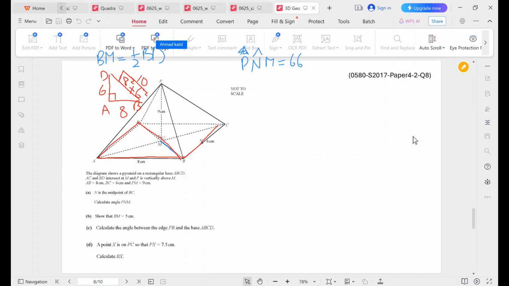So since BD is 10, BM equals half multiplied by 10, and this is equal to 5. And we have successfully shown that BM is equal to 5. Next, we are required to calculate the angle between edge PB and base ABCD.